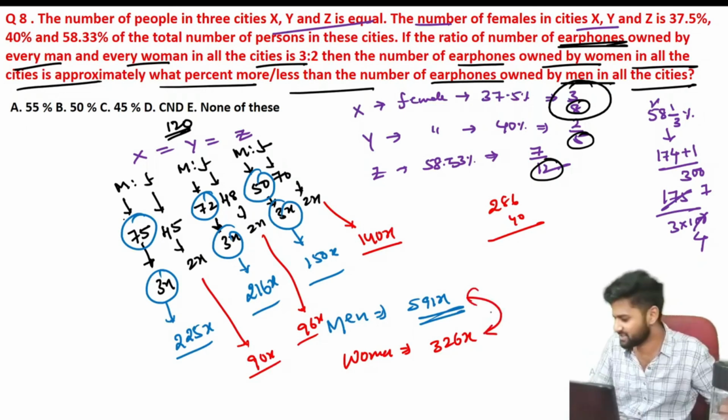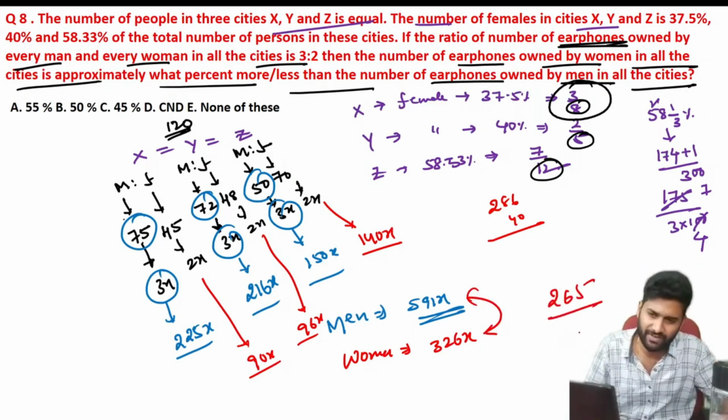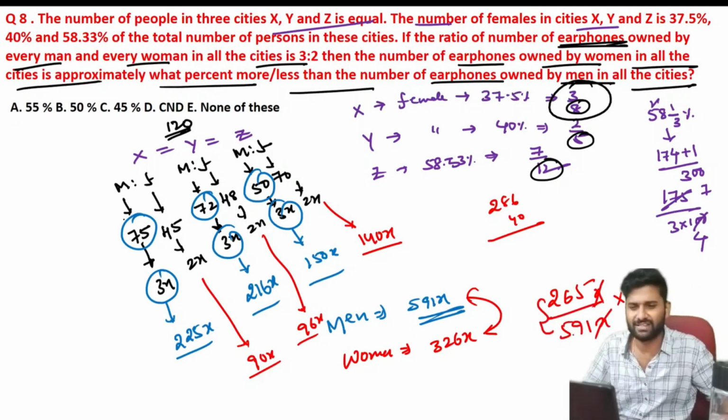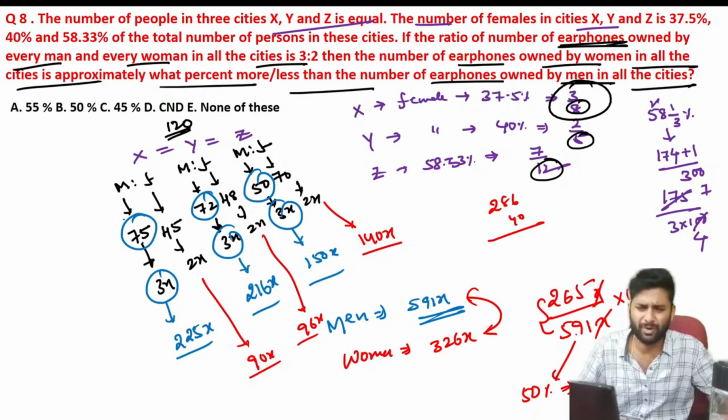Now the question here, the number of earphones owned by women in all the cities approximately less or more. So just find the difference here. The difference of value is 265 divided by 591 into 100. So here you can cancel x and x. So just find the difference here, guys. 591 and 265.